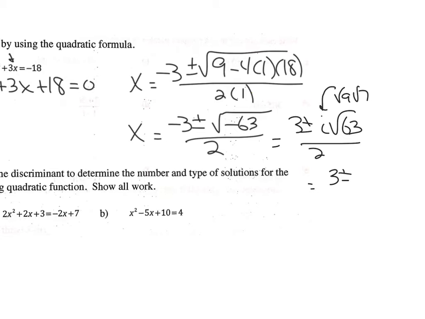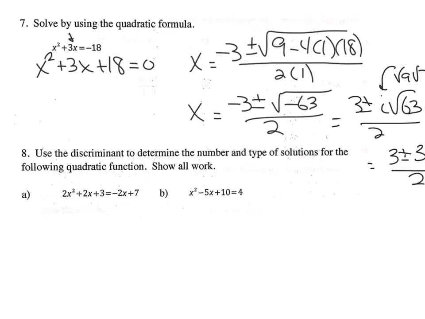The square root of 9 is 3, so I'm going to pull it out with the i. The 7, I don't know the square root, so it stays in, and the 2 on the bottom. Okay, all there is to that.